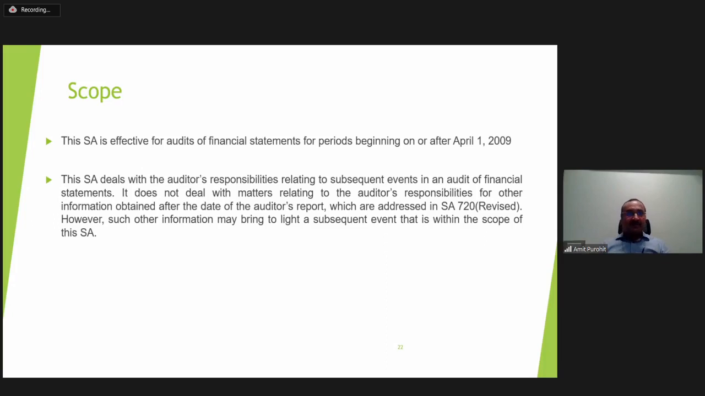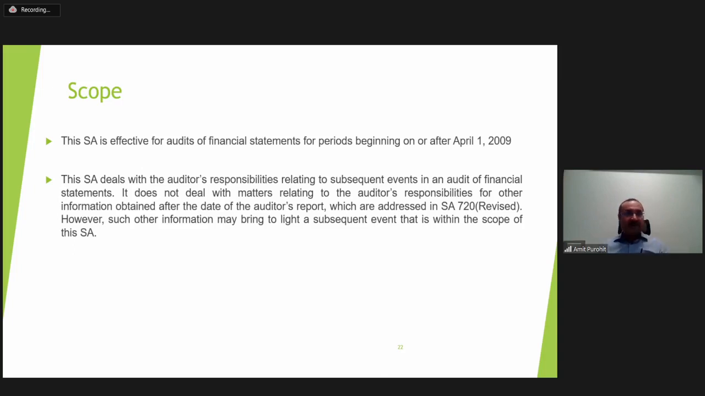So what is the scope of this particular standard on auditing? This SA is effective for the audit of financial statements for periods beginning on or after 1st April 2009. This particular SA deals with the auditor's responsibility. So friends, whenever you see the scope of any standard on auditing, it states the auditor's responsibility. The scope would always deal with the auditor's responsibility relating to that particular standard on auditing.